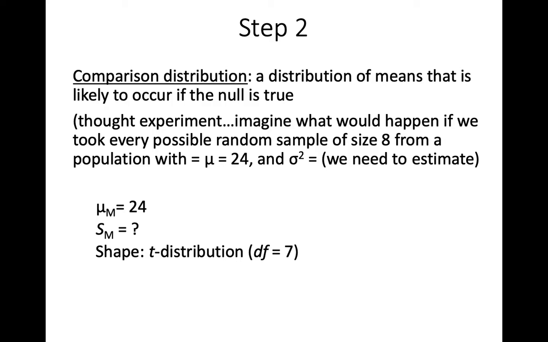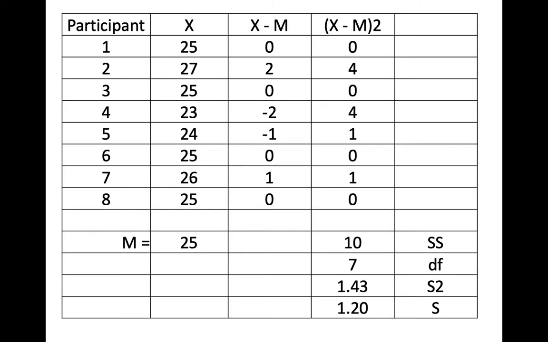Recall that degrees of freedom are calculated as sample size minus 1. So sample size is 8 minus 1, we have 7 degrees of freedom. So we're going to have a t-distribution that is based on 7 degrees of freedom. The only thing that we need to figure out is what is the standard deviation of this distribution of means, otherwise known as the standard error.